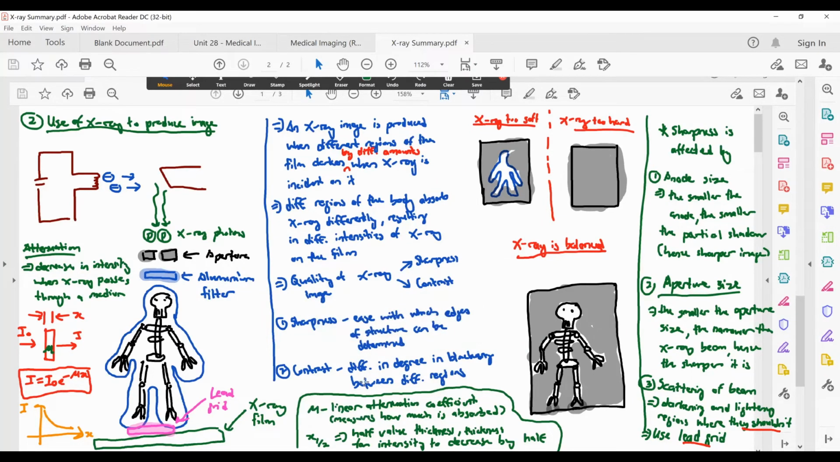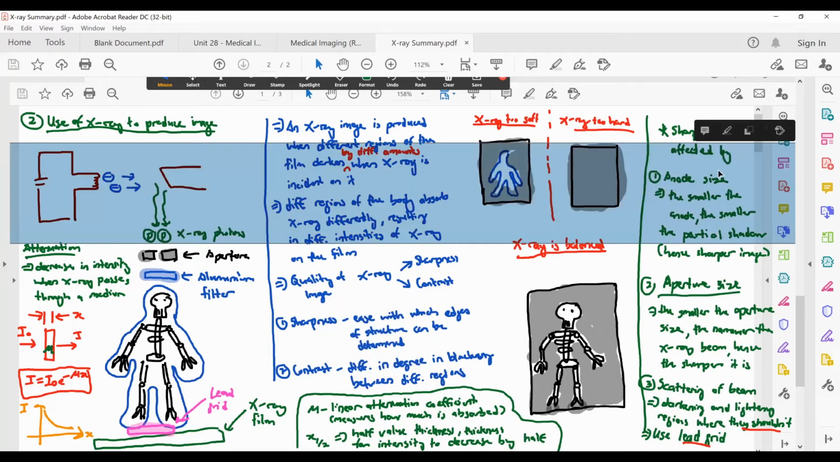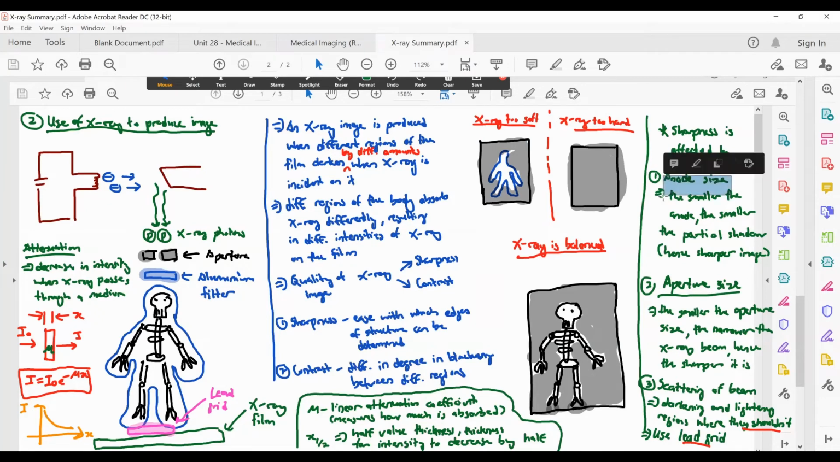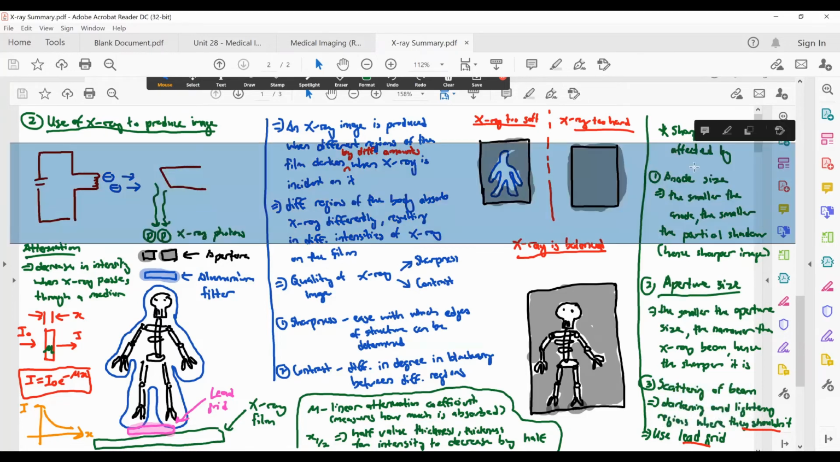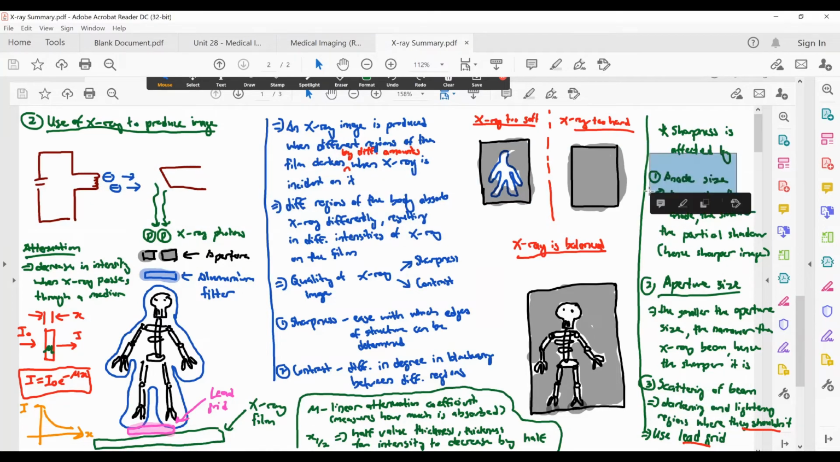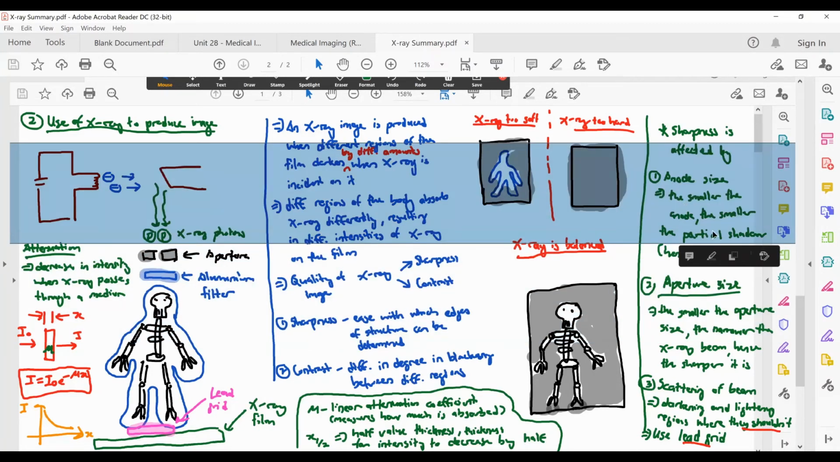Then the last thing that I should mention is this one. X-ray image sharpness can be affected by a few factors. It can be affected by your anode size, by your aperture size, and by any scattering of your X-ray beam. Sharpness is affected by anode size. We will tell you the smaller your anode size, the smaller your partial shadow.